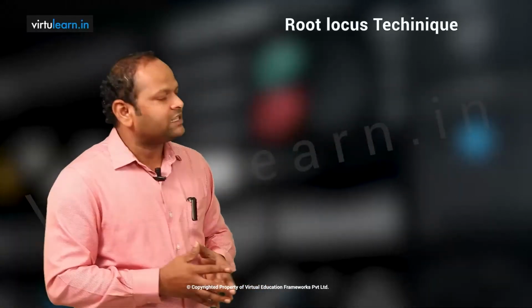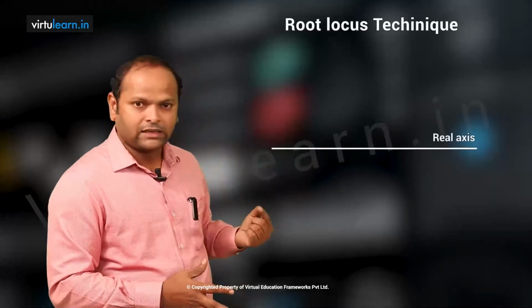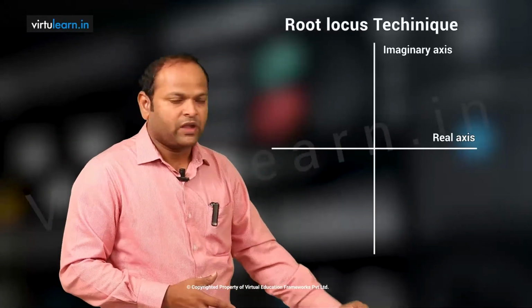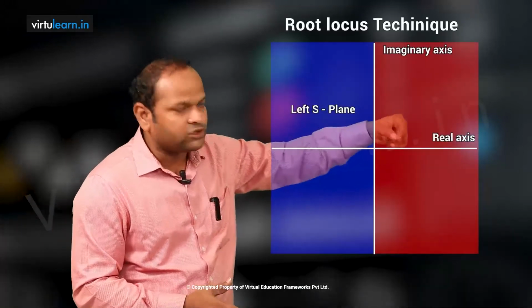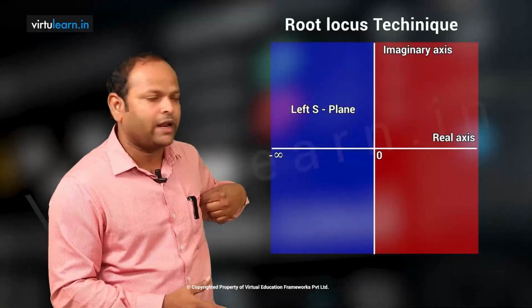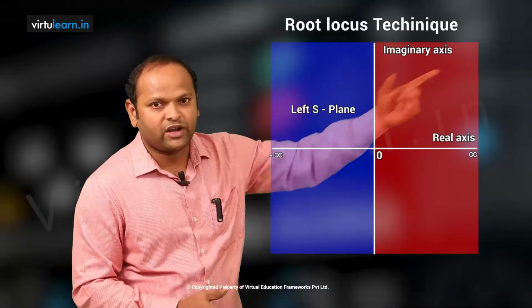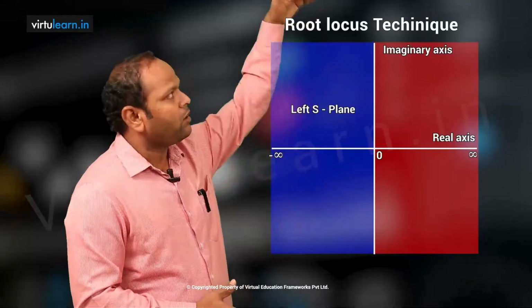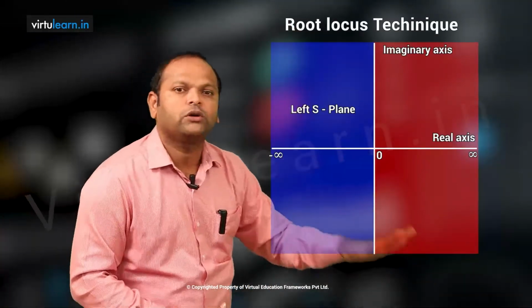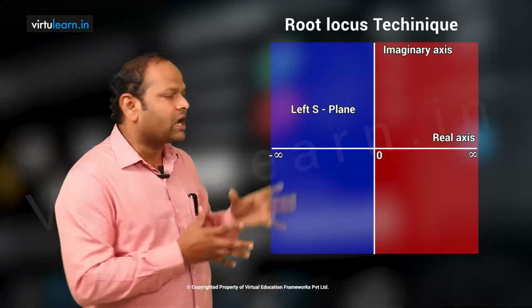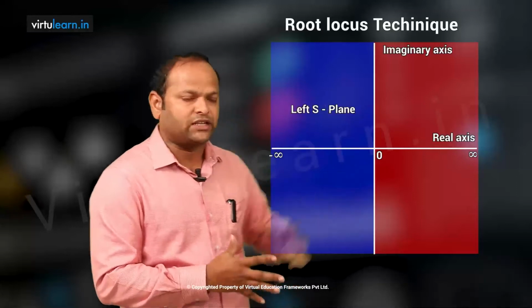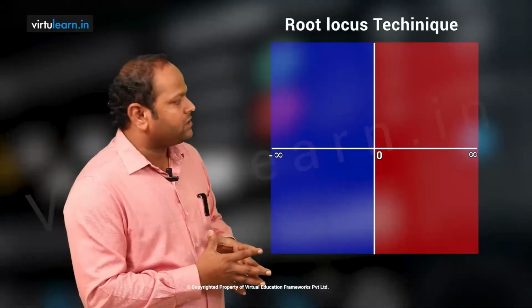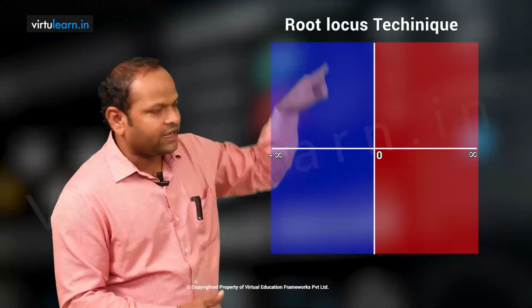So we know that the S plane is nothing but the real axis and the imaginary axis. This side is called the left of the S plane, that is from 0 to minus infinity, the negative real axis, and 0 to plus infinity is the positive real axis. This is positive imaginary and this is negative imaginary. So it's a complex plane in rectangular coordinates, real and imaginary. When you locate the points, you can look at this S plane.